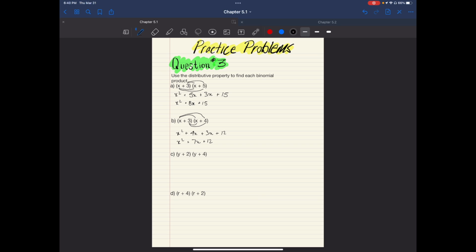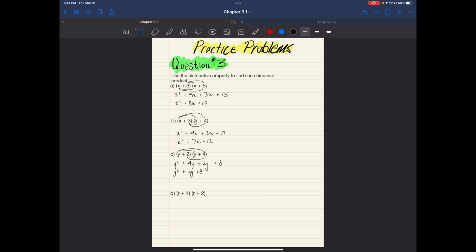Let's go to the next one here. Don't let the change in variable throw you off. I mean, a variable is a variable. So same as before, y times y, y times 4, 2 times y, 2 times 4. So y squared plus 4y plus 2y plus 8. Collect the like terms, y squared plus 6y plus 8.